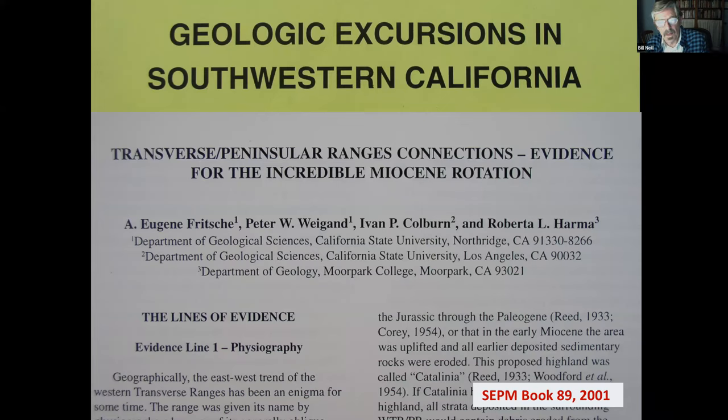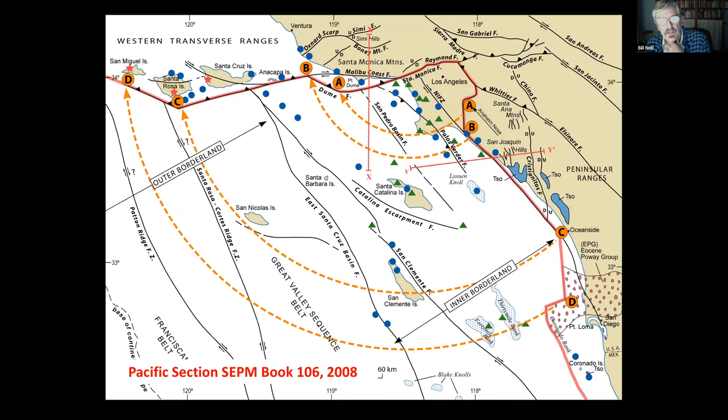Just to back up on that incredible Miocene rotation, it is a geologic fact. Here's a geological book, 2001, about it. Here's a close up of the map of the rotation, and that left more or less a hole in the Los Angeles basin that filled with about 6 miles of sediment gradually. And that's where a lot of the oil production is from.